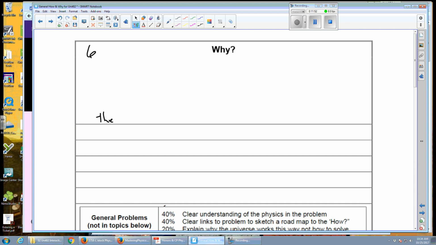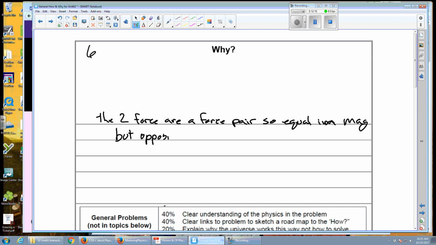So this is number 6. The two forces are a force pair, so equal in magnitude, but opposite in direction. Because they're gravity, are they attractive or repulsive? They're attractive, since it's a gravitational interaction.